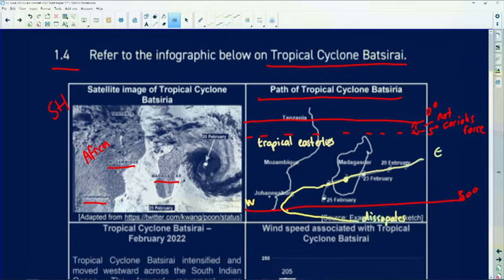Now, once again, you can see the symbol of a tropical cyclone on a synoptic chart. Usually it looks like that.